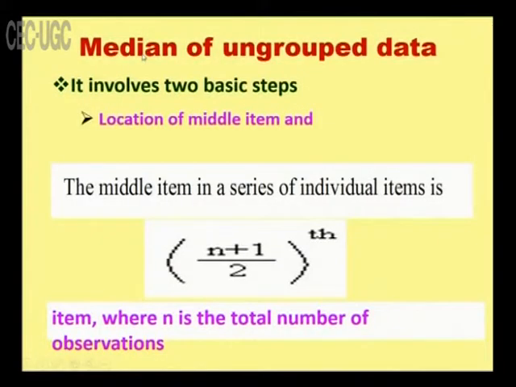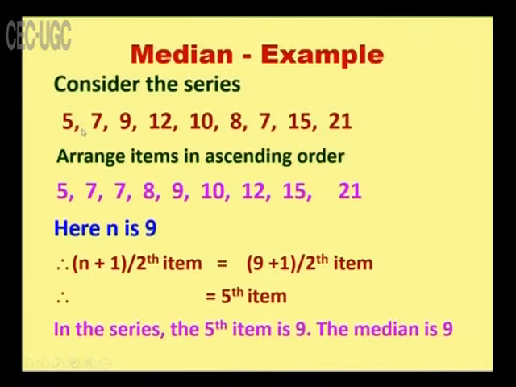Now, let us calculate how to find the median of ungrouped data. Suppose a data set is given, it involves 2 basic steps. We have to find the location of the middle item and then find its value. The middle item in a series of individual items is the (n plus 1) by 2 th item, where n is the total number of observations. That means, the (n plus 1) by 2 th item is what we have to find out, and let us take an example.